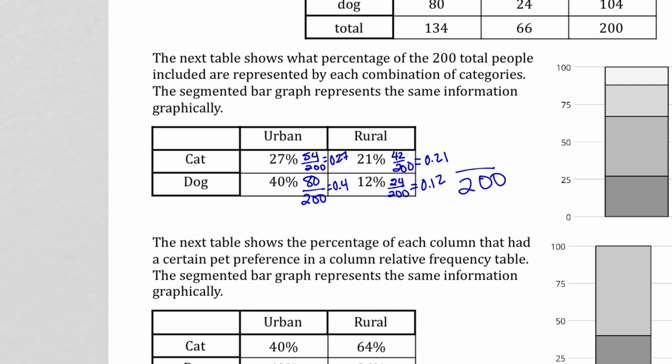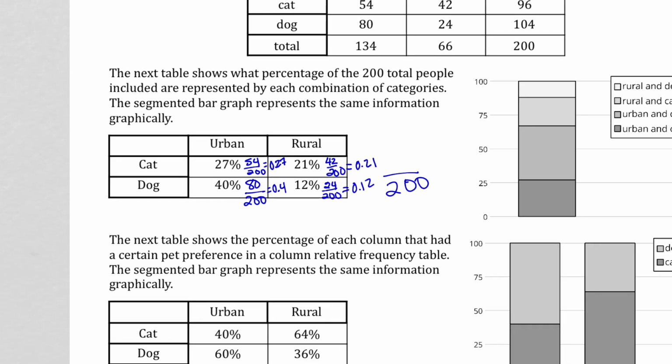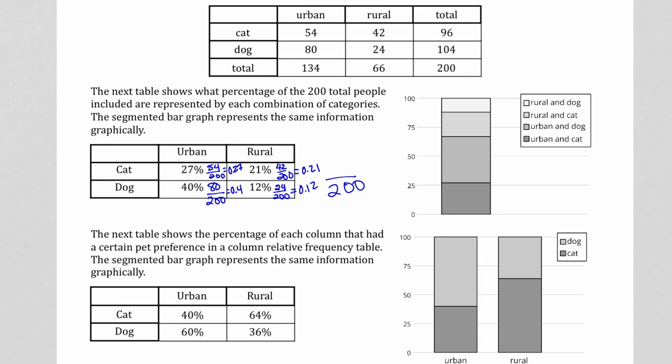Okay. Our next table shows the percentage of each column that had a certain pet preference in a column relative frequency table. The segmented bar graph represents the same information graphically. So, also I want to make sure we look at our bar graph over here for our 200. So we have one bar because that is all the way up to our 100%, which would be 200.